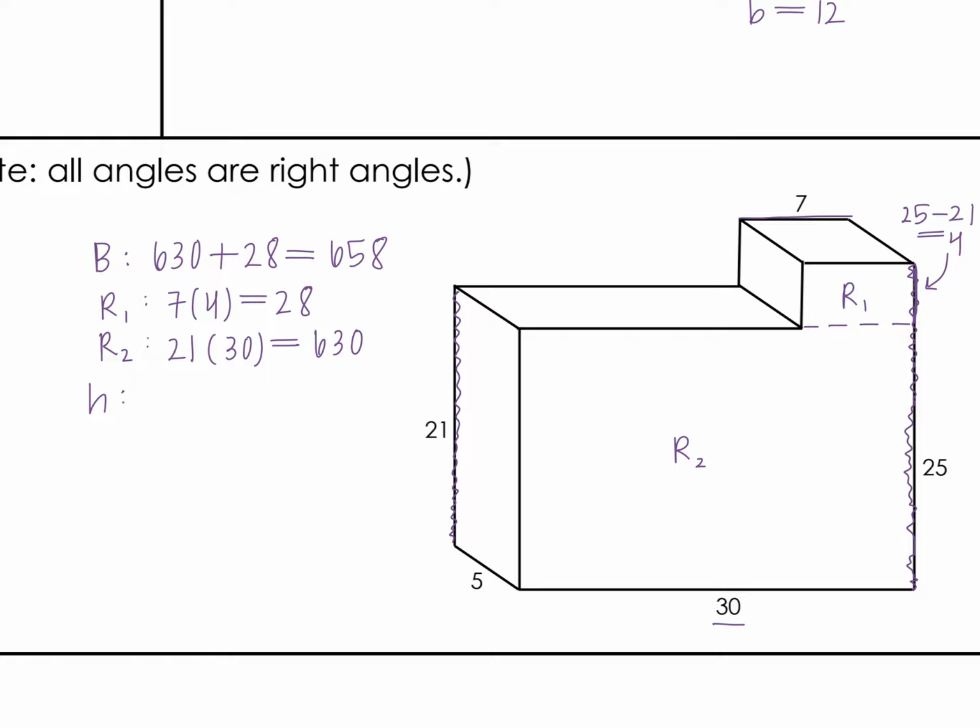I then am going to use my H to be that 5. How far apart are they? And so I can find the volume by just multiplying my capital B, my 658, times 5. Which should give you, we get 3,290, and we'll have our units cubed again.